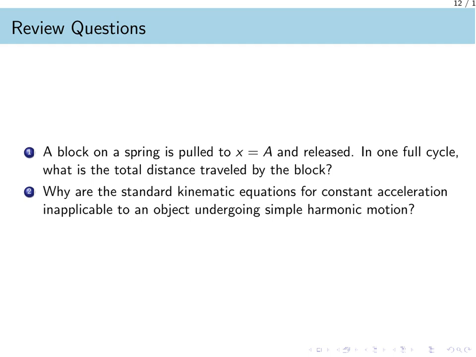To conclude, let us consider two review questions. First, if a block on a spring is pulled to position A and released, what is the total distance it travels in one full cycle? Think about the path from the starting point to the opposite side and back. Second, why are the standard kinematic equations for constant acceleration that you learned previously not applicable here? Consider the relationship between acceleration and position that we discussed today.